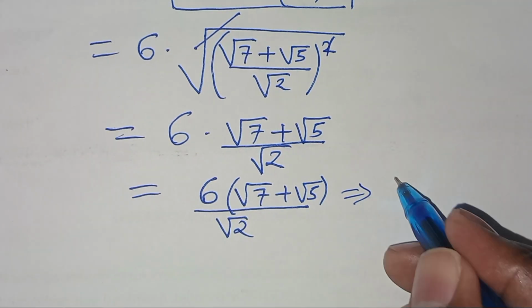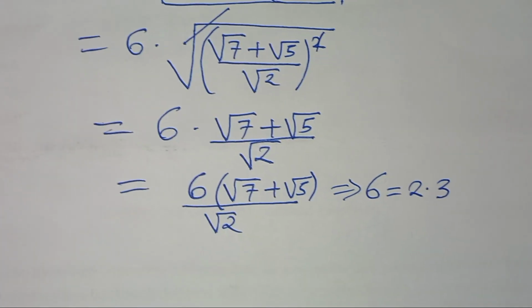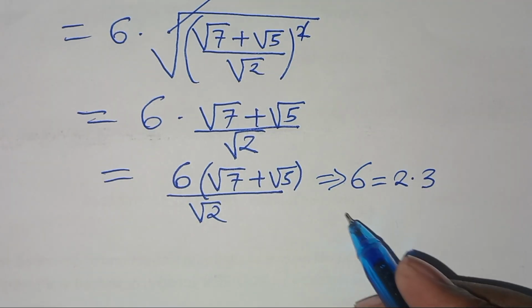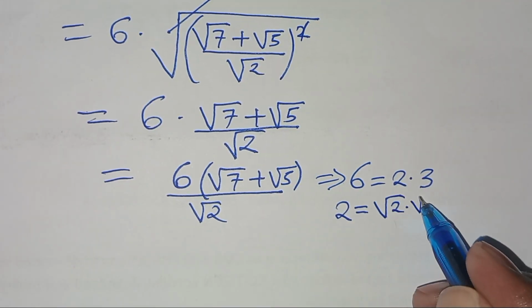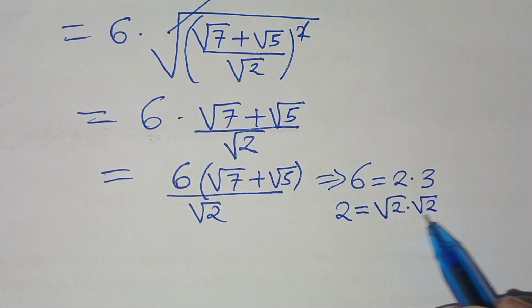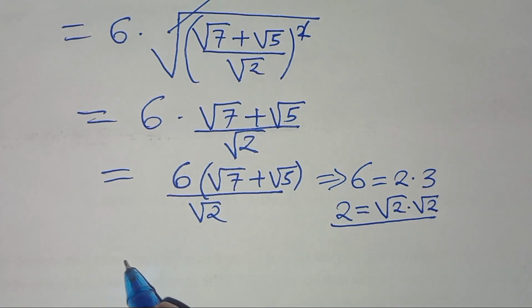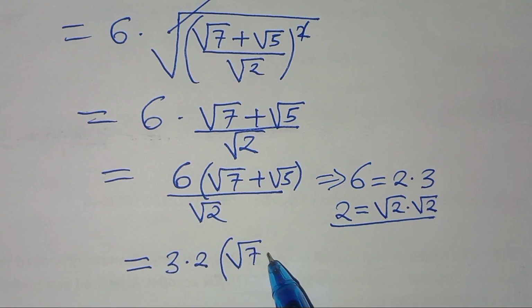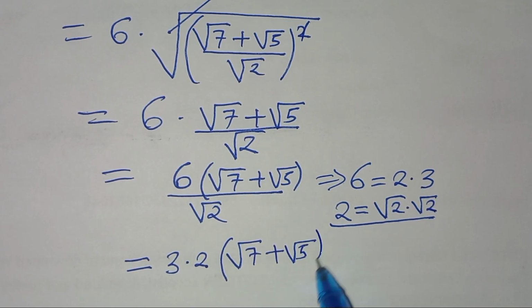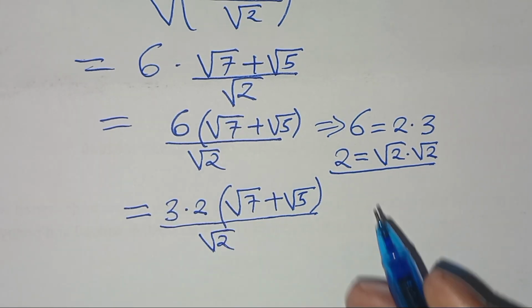Now we can express 6. 6 is the same thing as 2 times 3, of which you can express 2 as square root of 2 times square root of 2. So square root of 2 times square root of 2 is the same thing as 2. Let's substitute this. So here we have 6 is the same thing as 3 times 2 multiplied by square root of 7 plus square root of 5 divided by square root of 2.